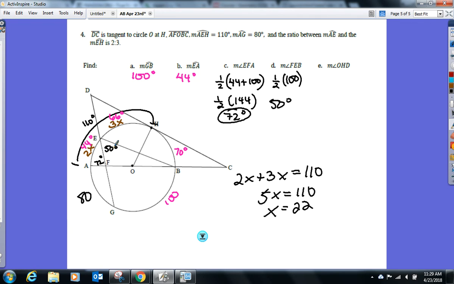But you guys that were here on Friday, help each other out. What's DHC again? That's a tangent. And what's OH? And Sean, when those 2 meet, what does the theorem say? They're perpendicular, which forms a right angle. There you go. 90 degrees.